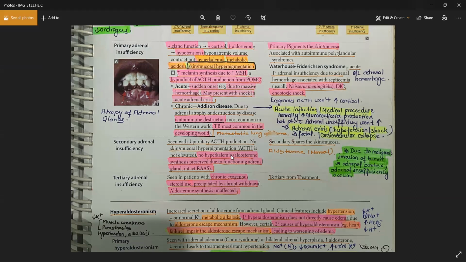Mineralocorticoids are absolutely normal. Aldosterone levels are absolutely normal. You will have an intact RAS. You will have a normal sodium level, and normal potassium levels. So do remember this, right?